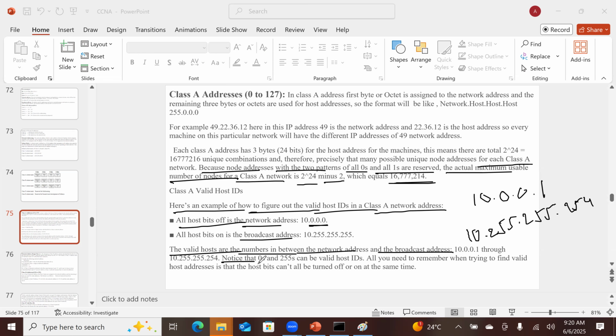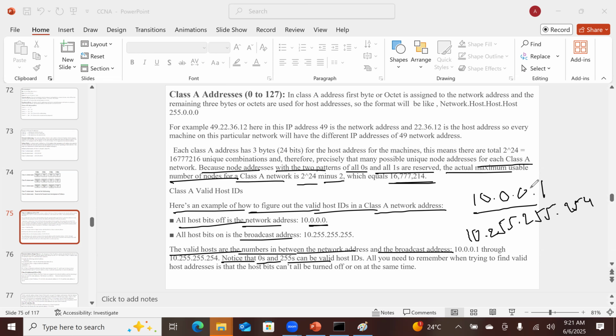Notice that zeros and 255s can be valid host IDs. You can see here, I have assigned this kind of IP address to the PC. Yes, I said the host ID can't be 0, but not all the host bits at the same time. At least one host bit should be high.